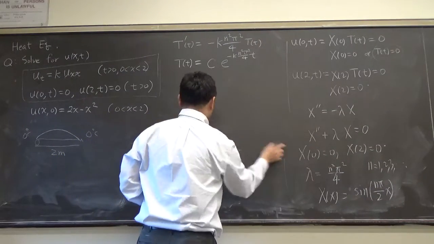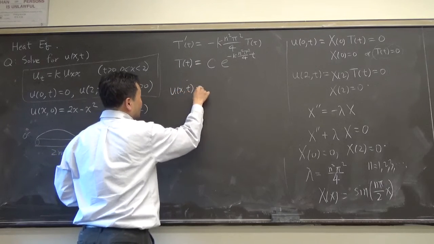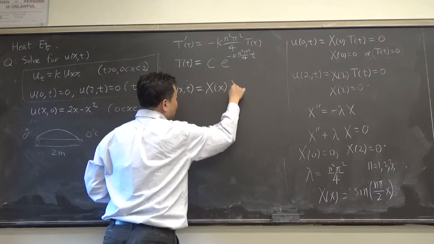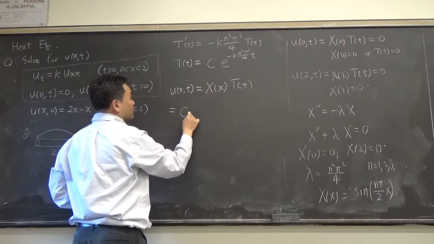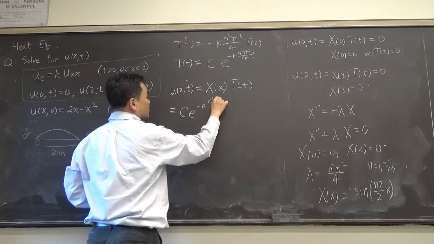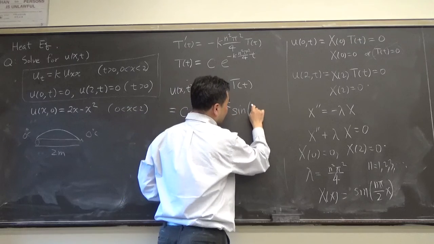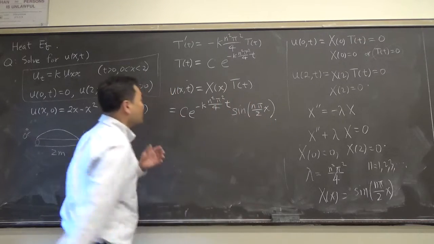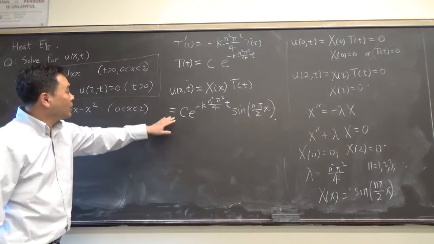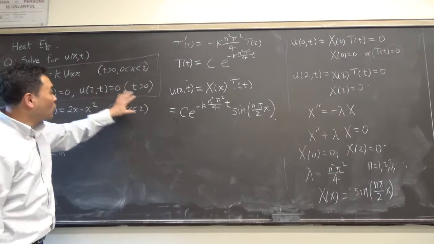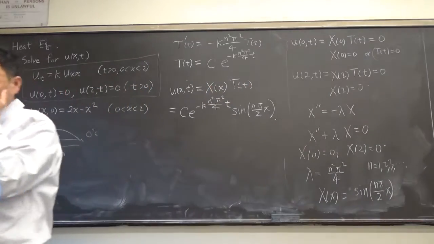So what do we find? We found that if you set u of x,t as some function of x times some function of t, then the function of t will look like that, and the function of x will look like the sine. And these will be all possible non-zero functions that are expressible as a function of x times a function of t. We found all of them.